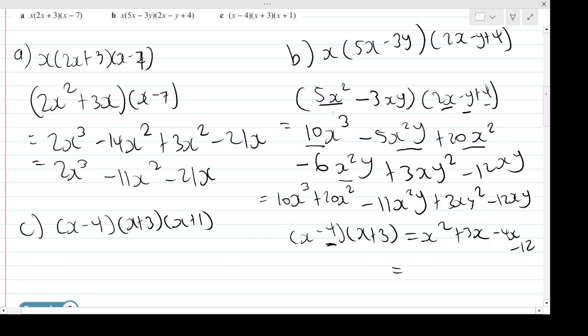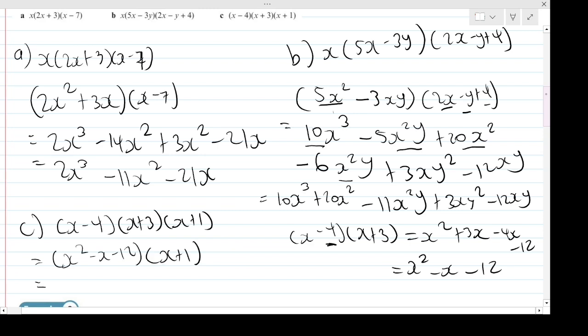And actually, we can simplify this because we have two x terms, right? 3x minus 4x is minus x. So this is x squared firstly, then we have minus x because we have 3x minus 4x, and then minus 12. So we've worked out the first two. So this expansion goes to x squared minus x minus 12, lots of x plus 1.